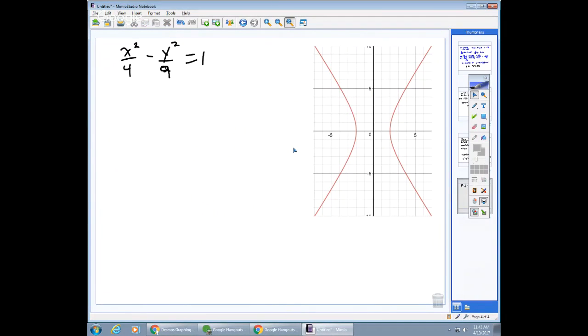So kind of like an ellipse, a hyperbola has a semi-major and a semi-minor axis. The 9 came from a 3 squared, and the 4 came from a 2 squared. And so if I go up 1, 2, 3 in a vertical direction, and I go right 1, 2 horizontally, I can make this box.